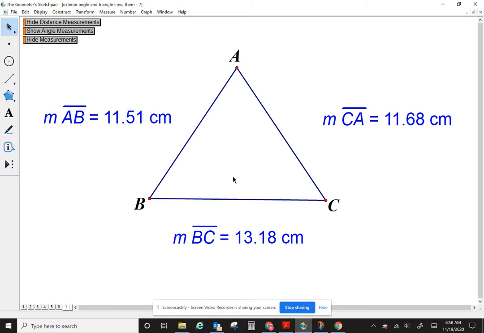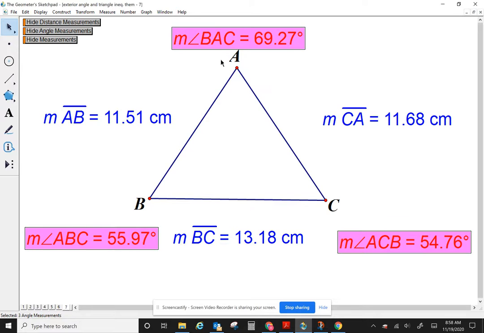So I have the measurements of the sides. Now let me measure the angles. Notice how here I'm using all three letters. For angles, I use all three letters, but the corner that I'm interested in, the vertex, I make sure is the letter in the center. Notice how here the A is in the center: BAC. So it says measurement of angle BAC, and it gives me some measurement. I could have also called it CAB, as long as A is in the center.